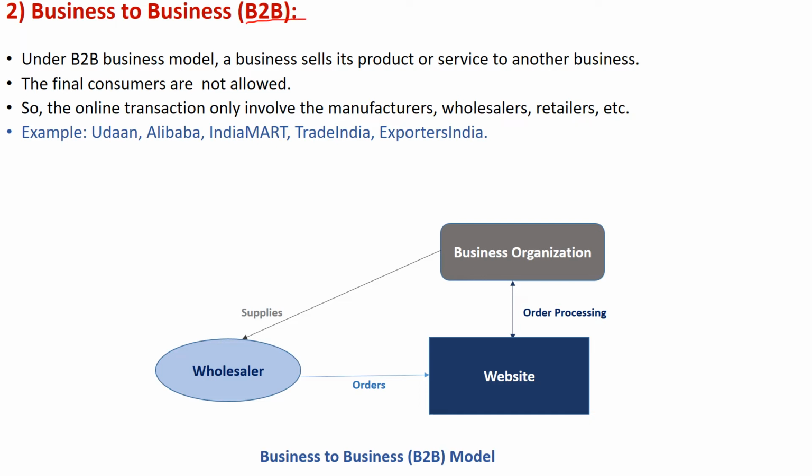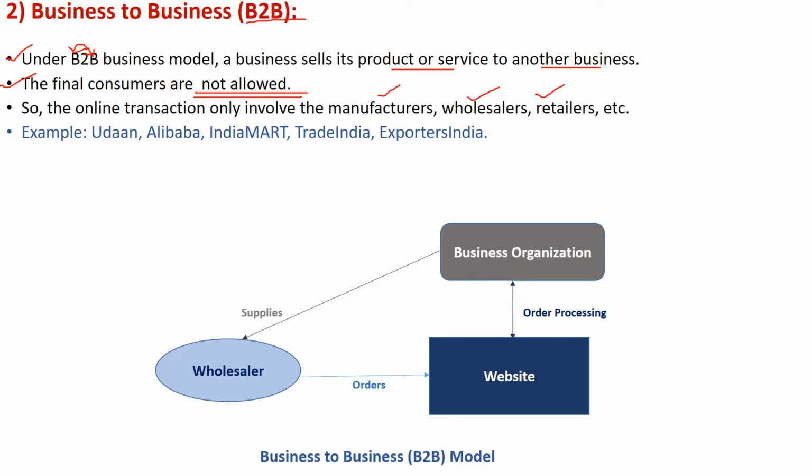Under the B2B business model, a business sells its product or service to another business. From the name itself, we can clearly identify that one business is selling its product or service to another business instead of selling it to the final consumer. The final consumers are not allowed. Here, the final consumers are not involved. So the online transaction only involves the manufacturers, wholesalers and retailers.